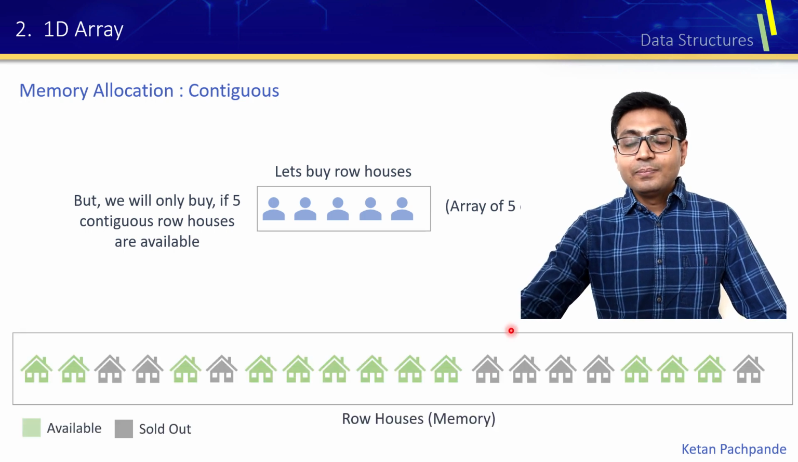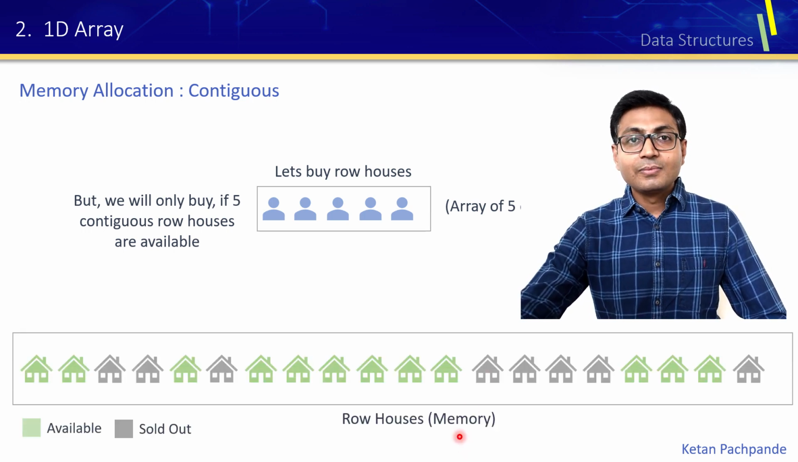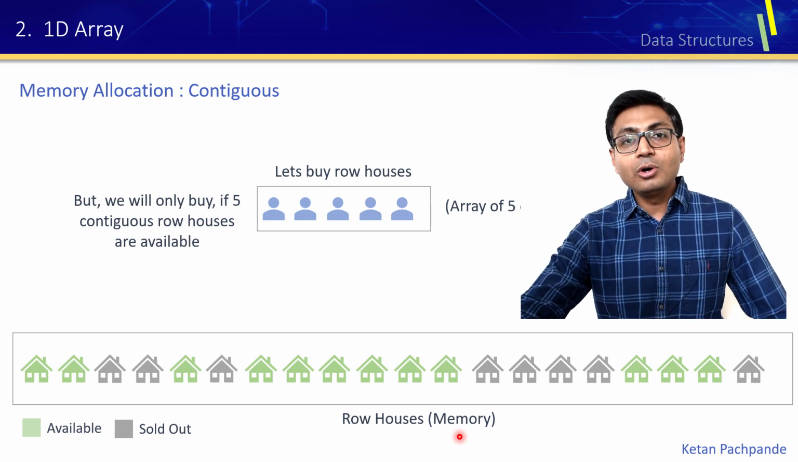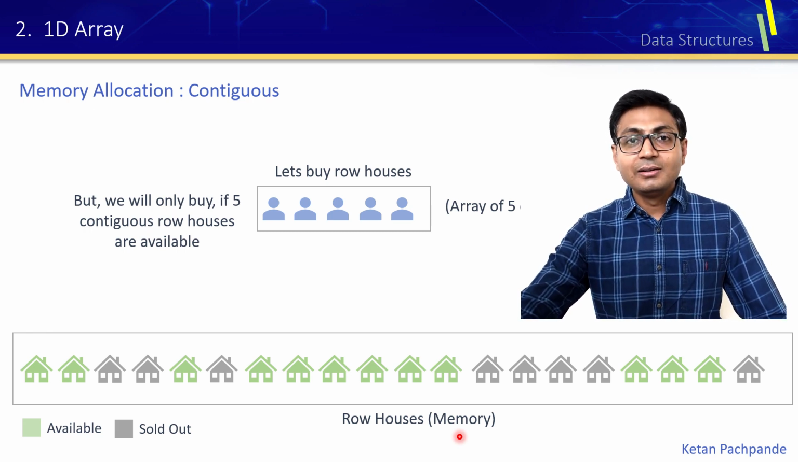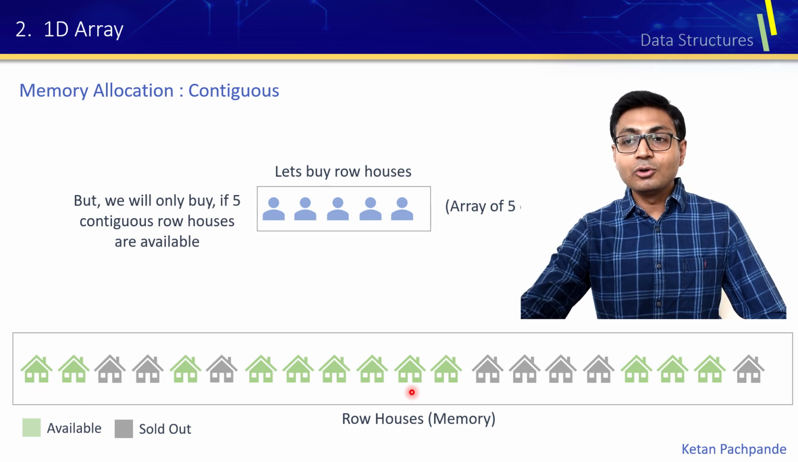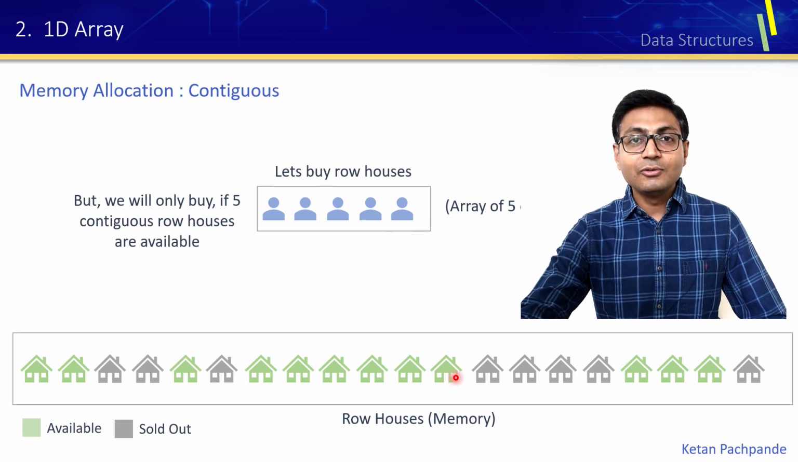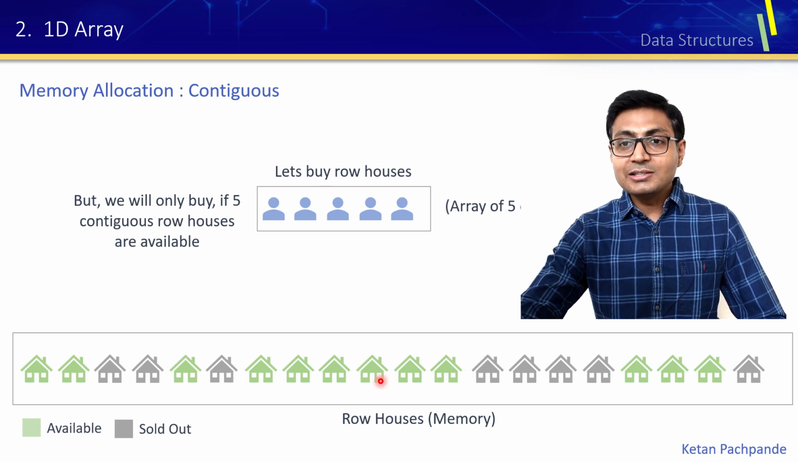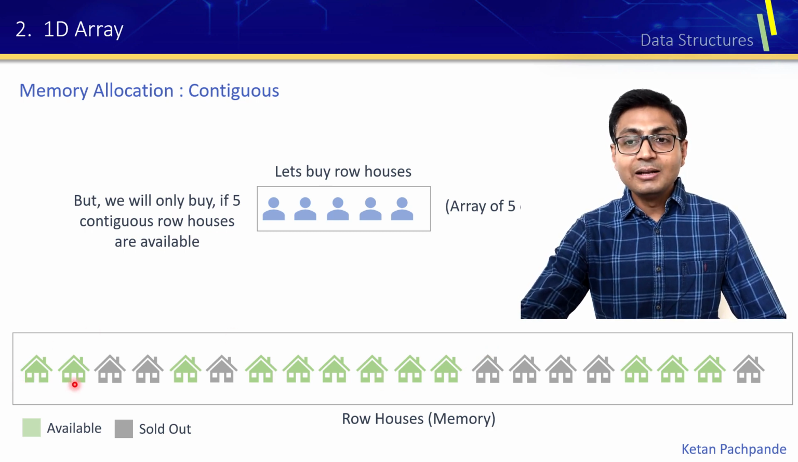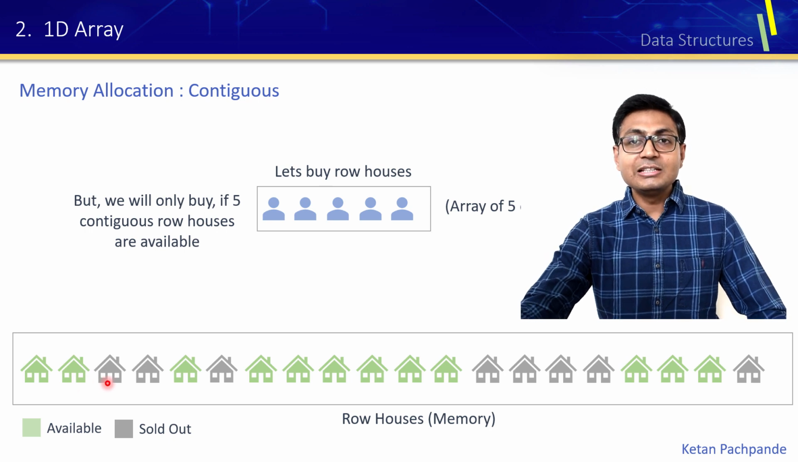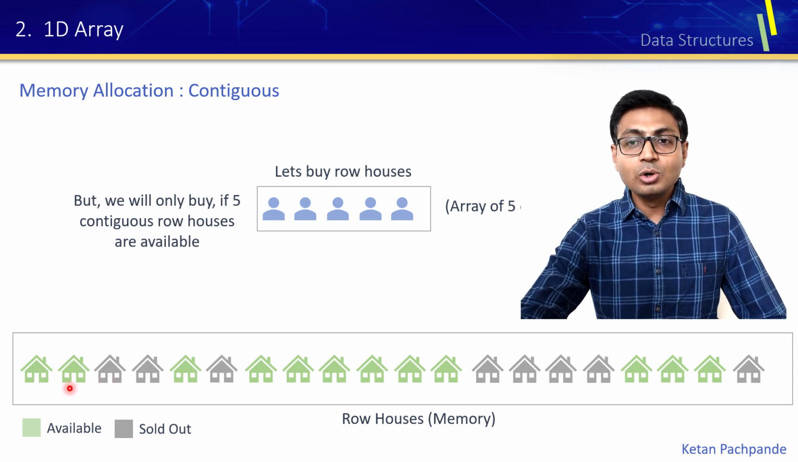Now let's say you go to some builder and ask, do you have 5 row houses available in a contiguous manner? And let's say this is the availability of row houses. The green ones are available and the gray ones are sold out. So if you 5 friends want to buy 5 row houses, you have to look for 5 houses which are available in a contiguous manner. I can see the first 2 houses are available, but the third one is not available. So I cannot allocate these 2 houses to any of the friends.